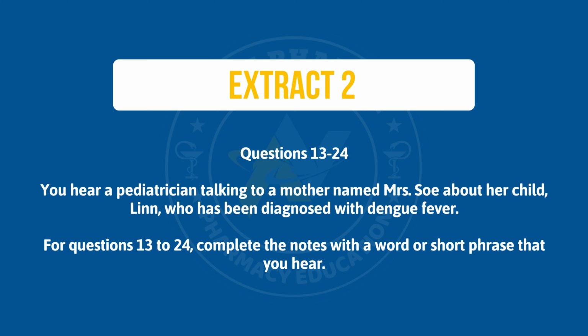We'll monitor her closely, especially for any warning signs like persistent vomiting, bleeding gums, or abdominal pain, as these can indicate severe dengue. If you notice any of these symptoms, bring her to the hospital immediately. Thank you, doctor. I'll keep an eye out for those signs.